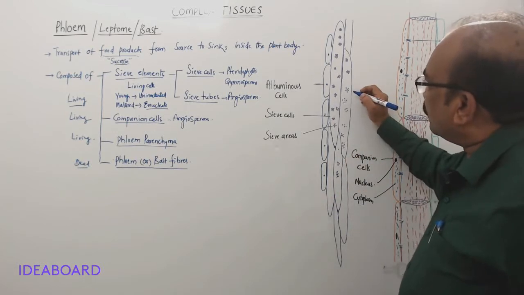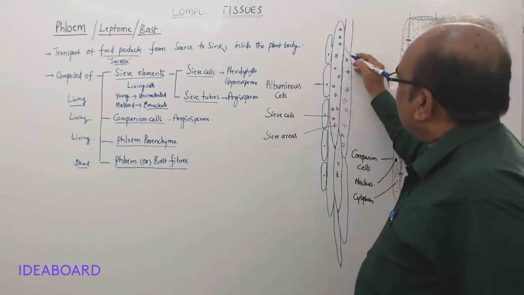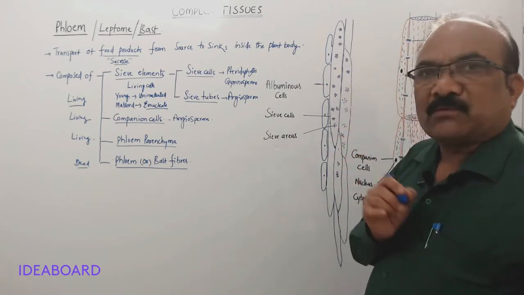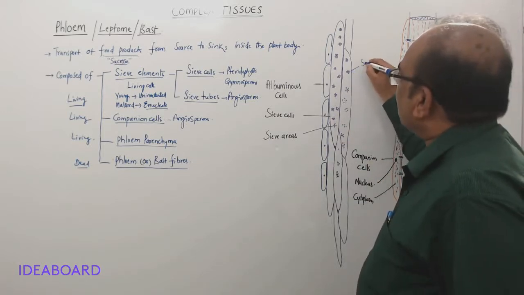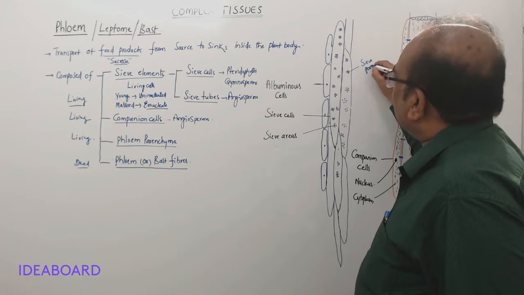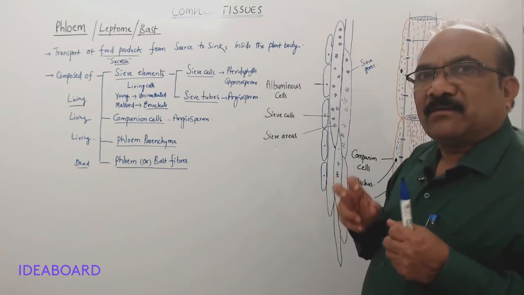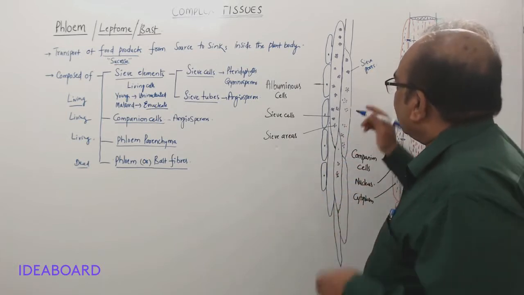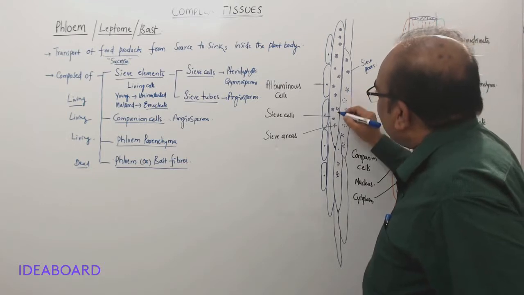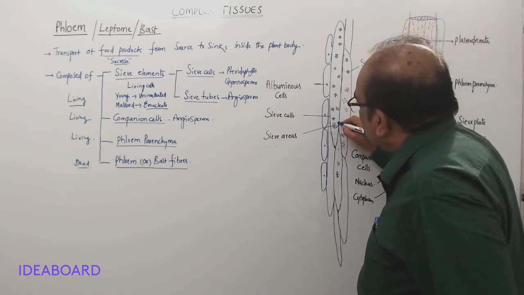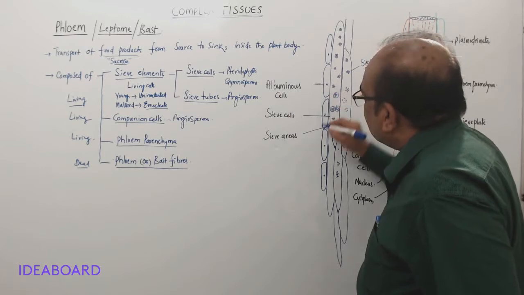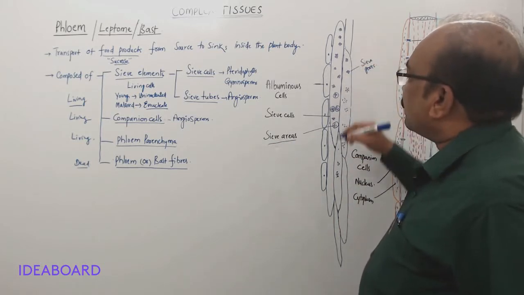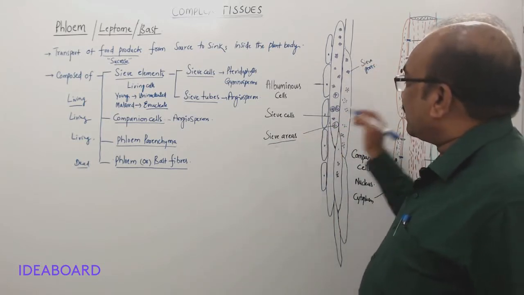But here you can notice one thing, that the lateral walls, meaning the side walls, are composed of some pores, and these pores are called what? Sieve pores. Means they look like the pores of a sieve. So that's why they are called sieve pores. But you can see the sieve pores are arranged in groups, and each group of sieve pores is called what? Sieve areas.